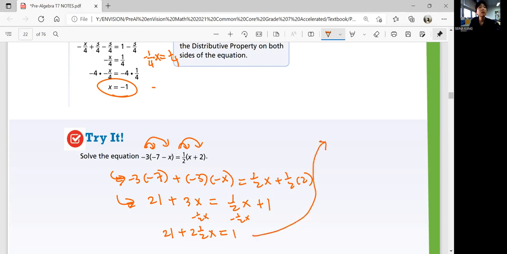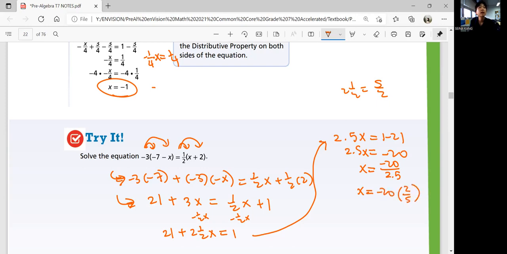And then we're going to subtract 21 on both sides and get 2.5x is equal to 1 minus 21. And that's going to be -20. So x is equal to -20 over 2.5, or 2 1/2 is equal to 5/2. So the reciprocal is -20 times 2/5, if that's easier. Okay, and so x is equal to -8 is the correct answer.